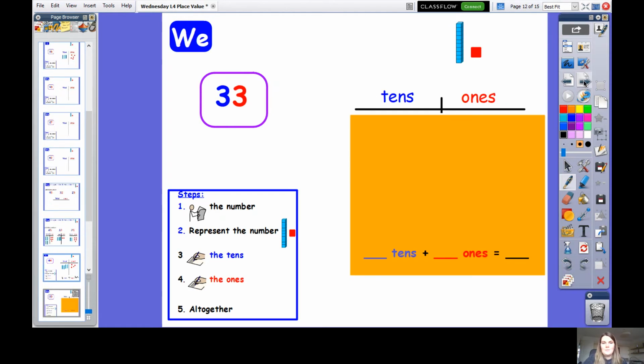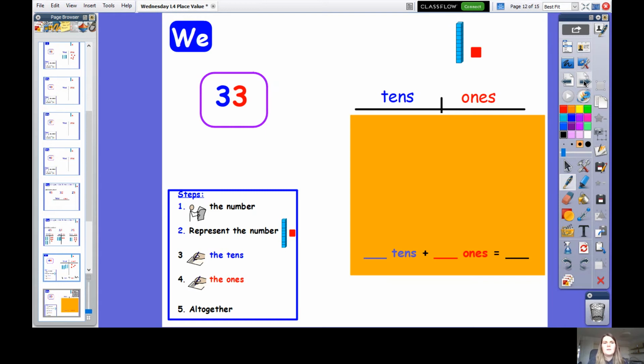Fantastic. So I'd like you to do that. I want you to tell me the steps and you're going to have a go yourself. Remember writing out the sum at the end. Okay, my first sum that I'd like you to find. I'd like you to find the number 33. So what do we do first?